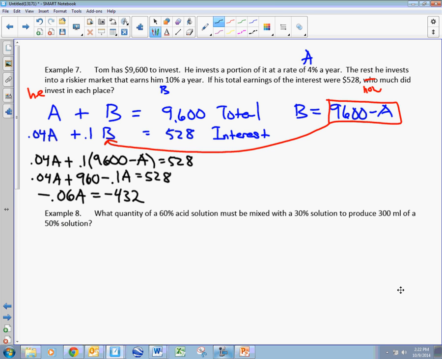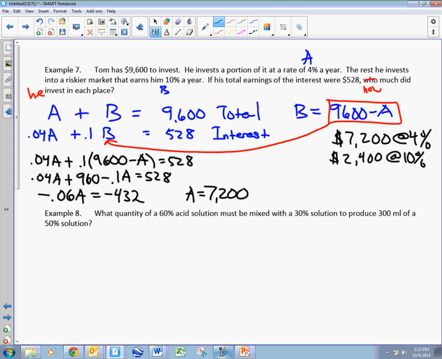How do we solve? Divide by negative 0.06, and we get 7,200. So we have $7,200 invested at 4%. The question is, how much did we invest in each place? How do I figure out how much we invested at 10%? Yeah, you just plug it back in here. B is equal to 9,600 minus A. So if you do that, we get $2,400 at the 10%.